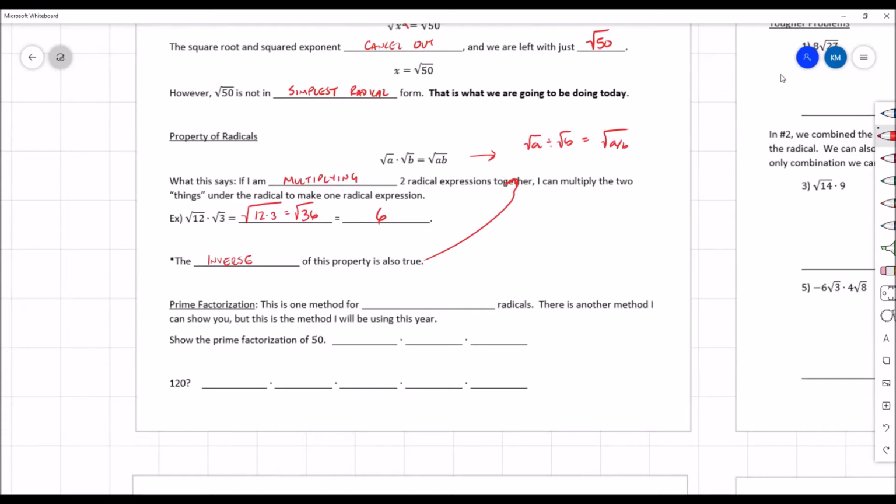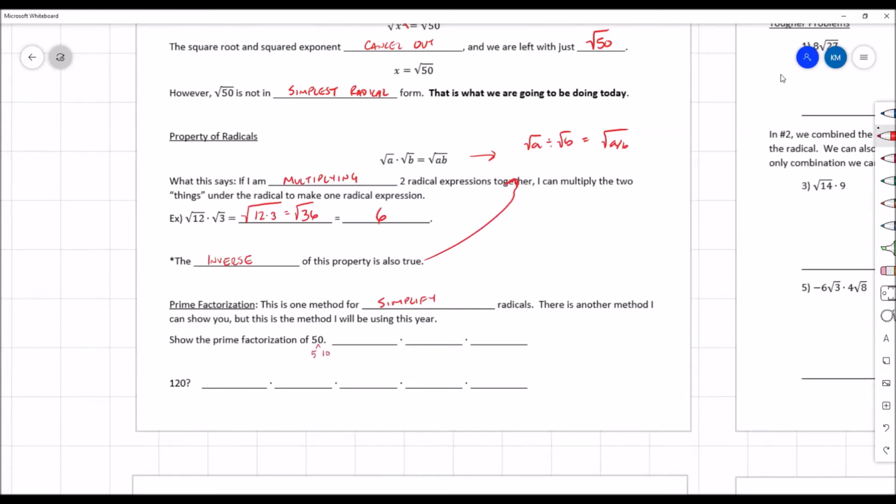One method that we can use to simplify radicals is prime factorization. There's another method I can show you, but this is the method I'll be using this year. Prime factorization is basically making a multiplication problem out of our numbers in order to see what our simplest radical term is. As we look at 50, we're going to try to break it down so we get all the prime numbers. Again, we're just making multiplication problems.